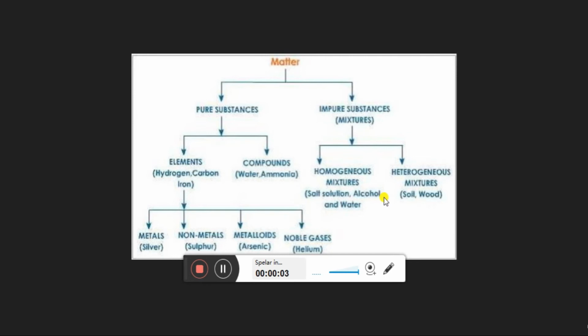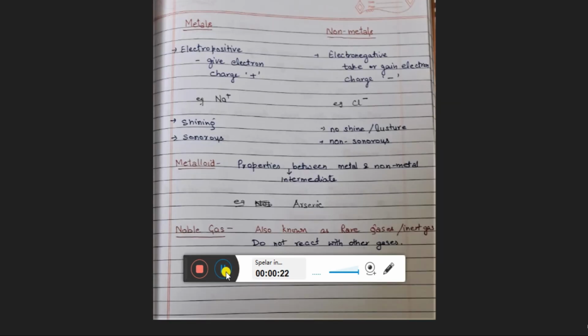Now, children, I have already discussed and explained the elements, that there are four categories of the elements: the metals, non-metals, metalloids, and noble gases. Now, one by one, we are going to study each category. Now, what are the metals?